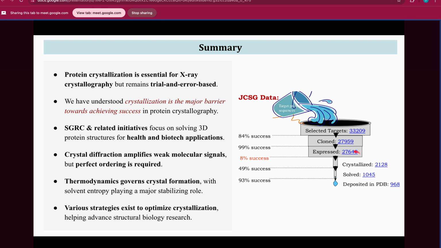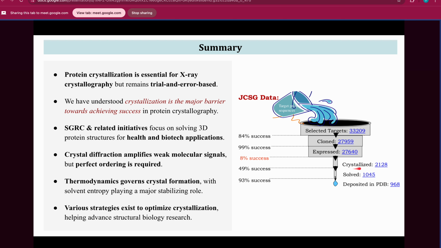But if we move from these expressed proteins to crystallized proteins, there is only 8% success. This shows that it is a bottleneck, limiting the success of protein structure identification by X-ray crystallography.